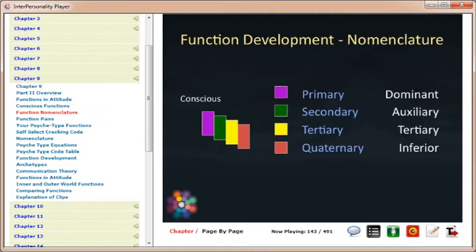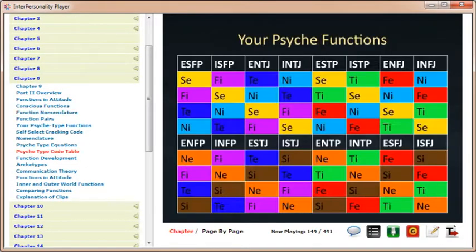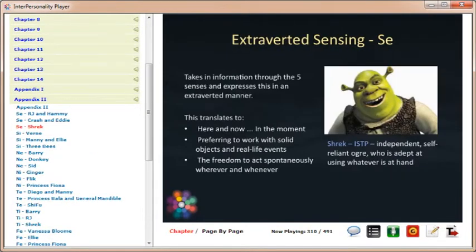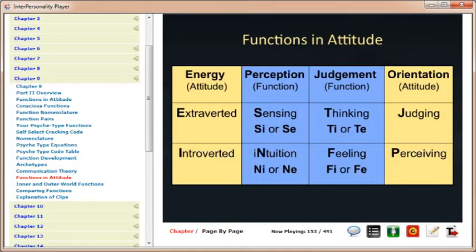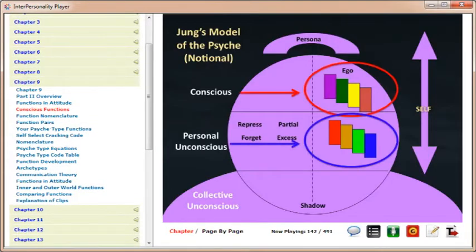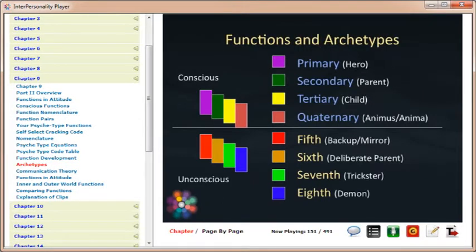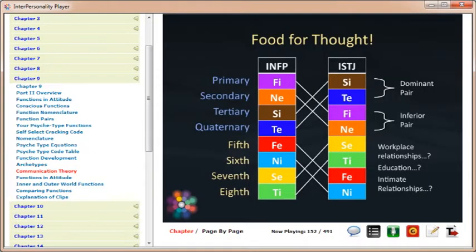Why are these important? Because the letters in your Psyche-Type code are only half the picture. You may prefer sensing, but did you know there are 2 kinds of sensing? Introverted and extroverted? And to know which one you use, you need to understand the functions in attitude. Our 4 conscious functions, those we prefer, develop gradually over time, and the position of each of these in the psyche determines how we use them.